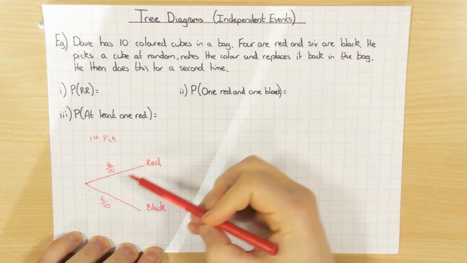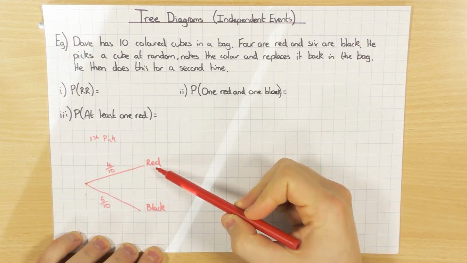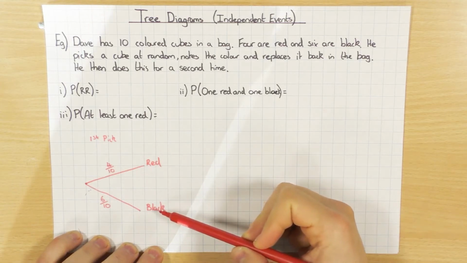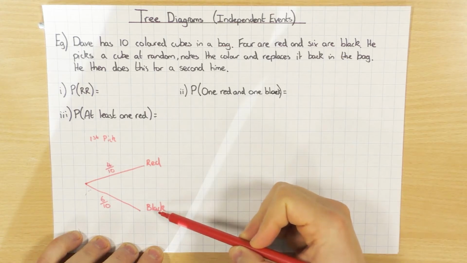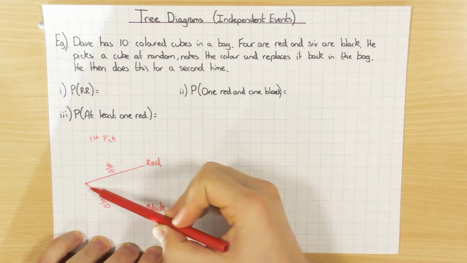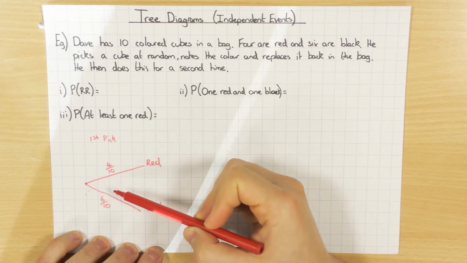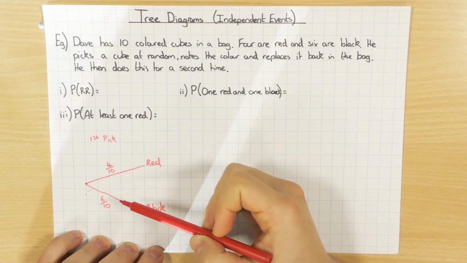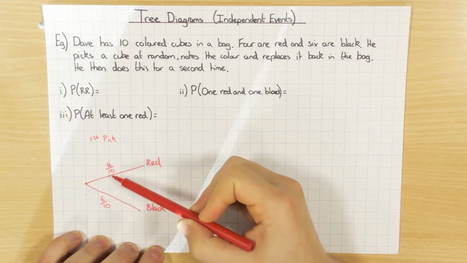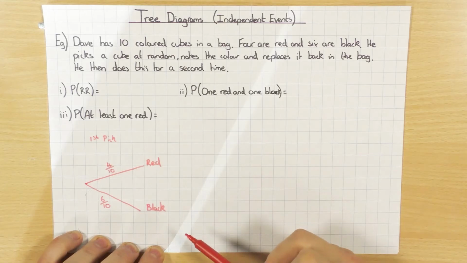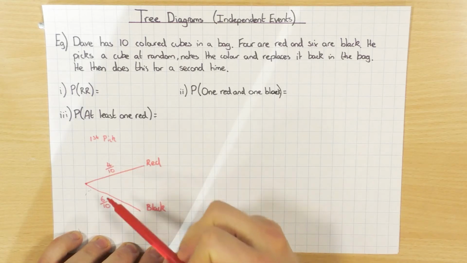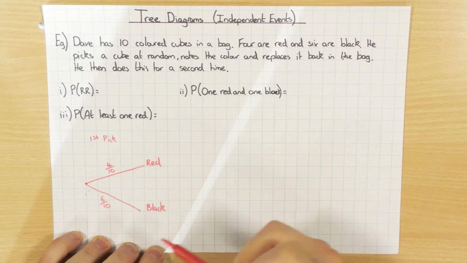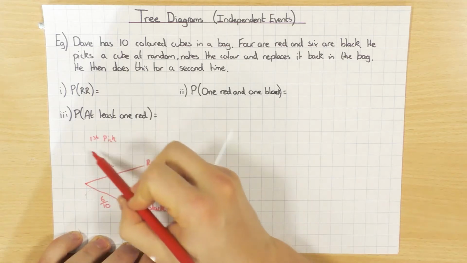Now what you'll notice is because I know both outcomes, red and black, there's no other possibilities, it's definitely going to be red or it's definitely going to be black, that the probability on the branches should add up to 1. So if I have 4/10 plus 6/10, obviously that'll be 10 over 10, which is 1. So that's a little check you can do to make sure your probabilities are correct. Okay, so if that's 4/10, that's 6/10, they add up to 1. So that's the first pick.